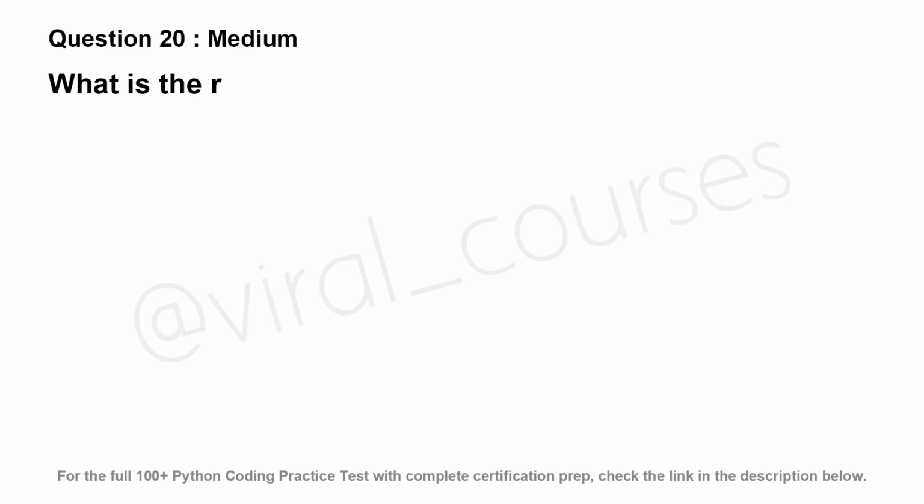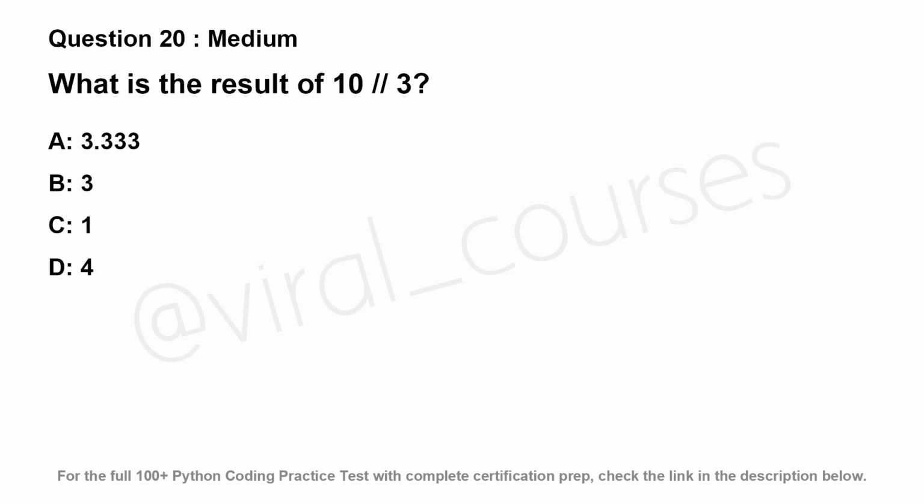What is the result of 10 // 3? Option A, 3.333. Option B, 3. Option C, 1. Option D, 4.